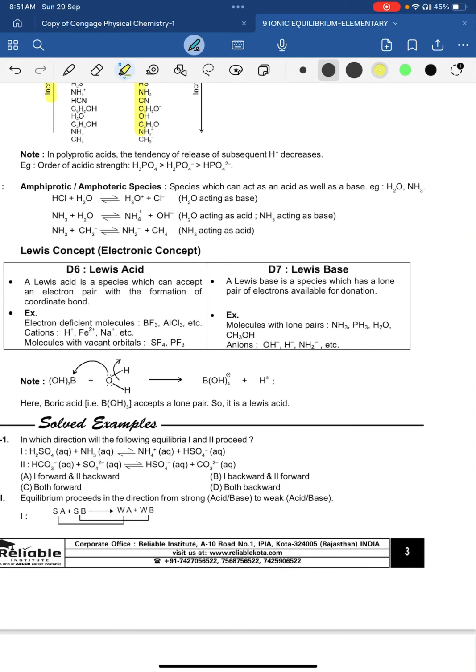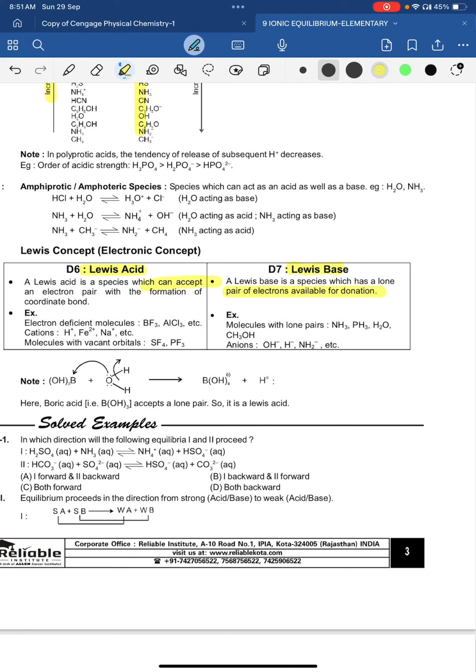Now our concept is the Lewis acid-base concept. First, Lewis acid means a lone pair acceptor. Lewis base means a lone pair donor. Lewis base: lone pair donor. Lewis acid: lone pair acceptor.